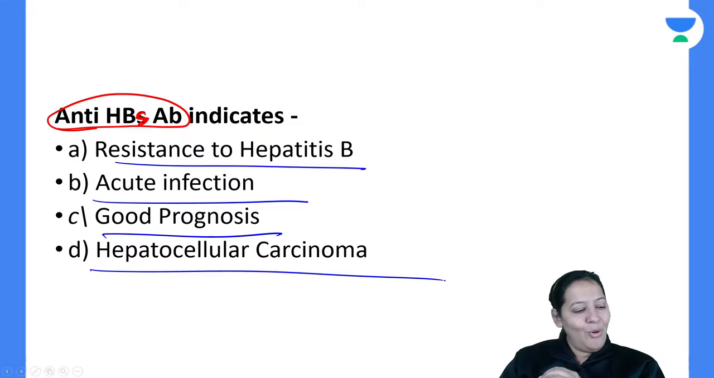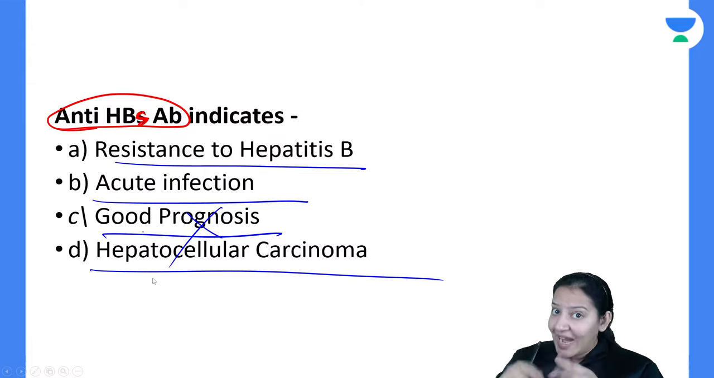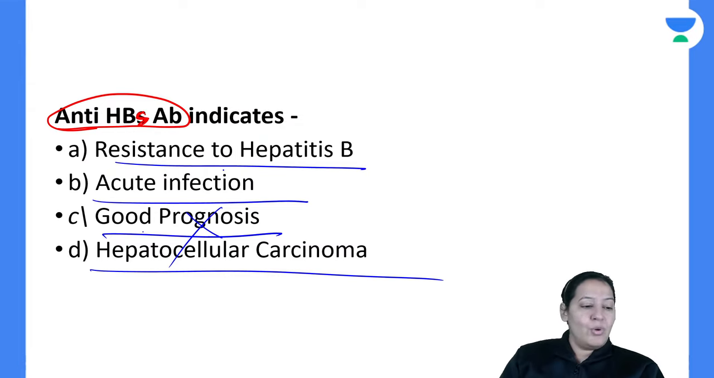Yes. So, Nishi, you have rushed, I guess. Most of the persons here marked good prognosis. Now, it is not related to prognosis. Have I used the term prognosis for the antibody? No. What I have used is that it is indicating protection. It is indicating vaccination. It is indicating immunity. It is a protective antibody.